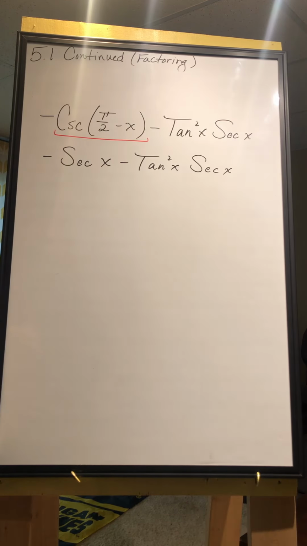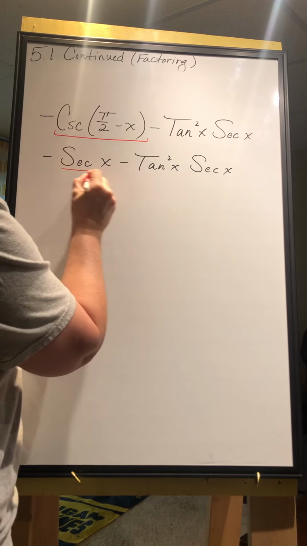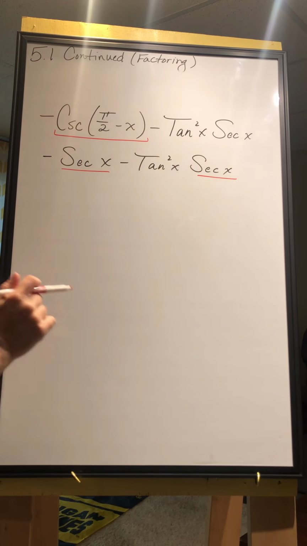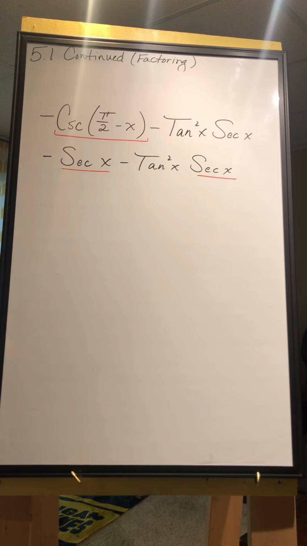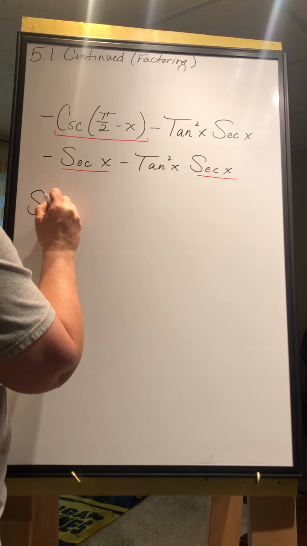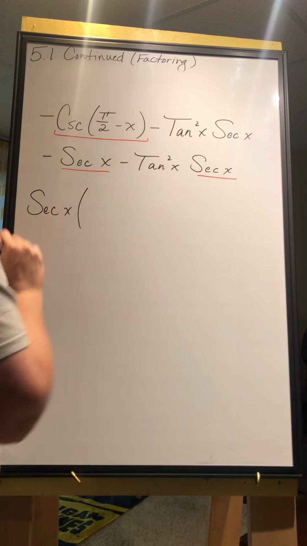And now we want to simplify. Well, what in the world can we do? I'm just kind of looking at it. I can see that here we have a secant, and here we have a secant. This is one term. This is another term. Terms are separated by a plus and a minus. So what we can do is factor out that secant of each term. So I'm going to factor out a secant.